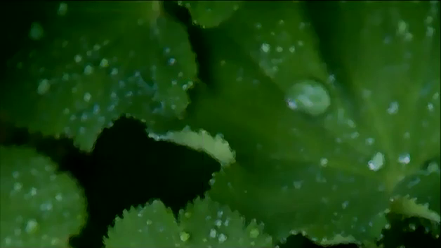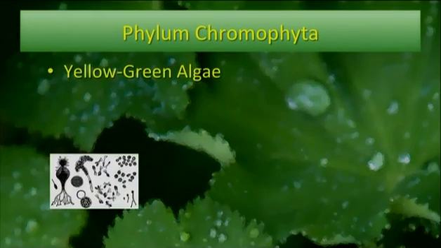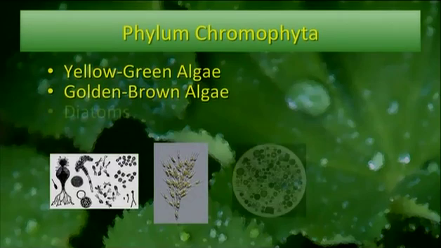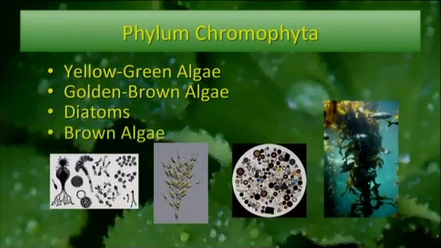Okay, next, we're going to go into the phylum Chromophyta. Chromophyta, okay? And these include the yellow-green algae, illustrated here, the golden-brown algae. Remember that algae are grouped according to pigments, too, that are present in them. The diatoms, single-celled algae, and the brown algae, which some of them can be huge, okay?